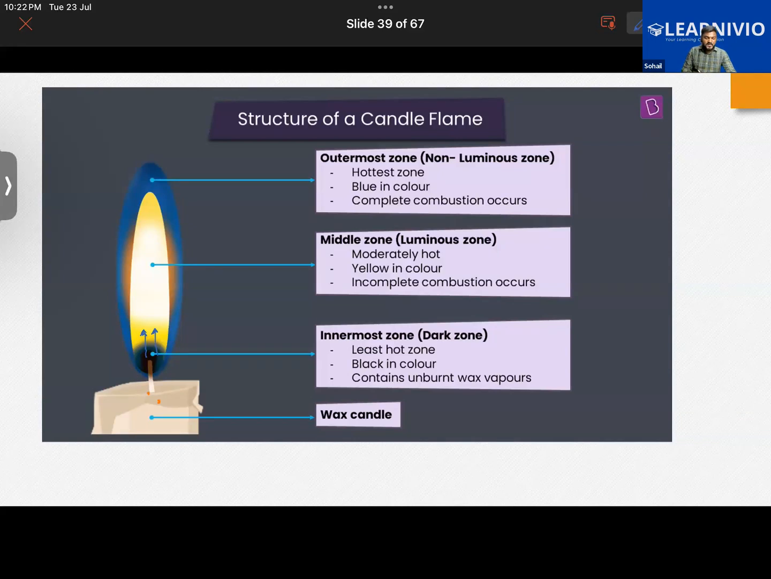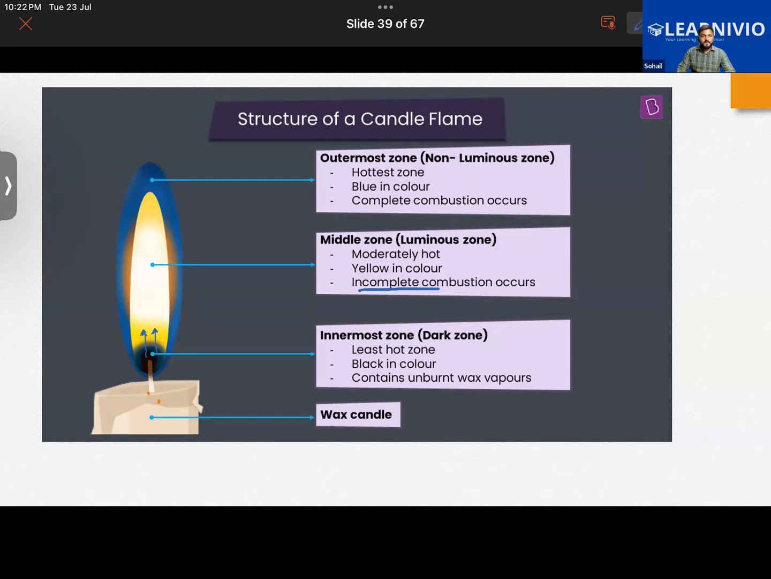So here, incomplete combustion is taking place. They do not burn completely because they do not have sufficient access to oxygen. So partial combustion is taking place, and the color is going to be yellow.